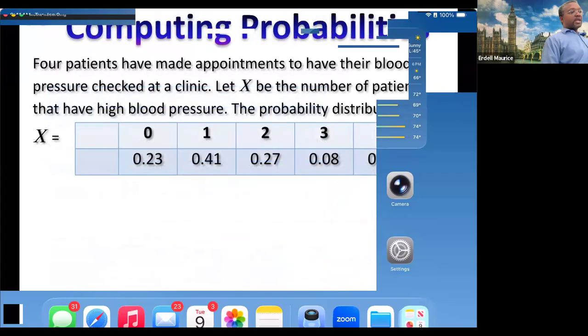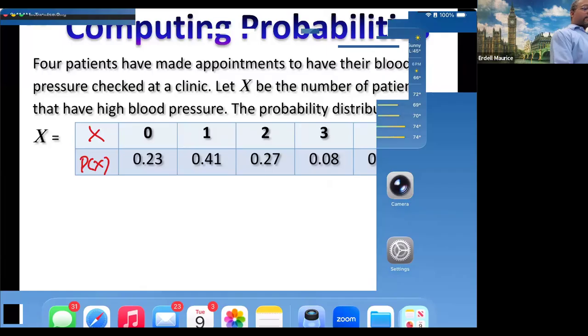All right, example. Let's use probability distributions. Four patients have made appointments to have their blood pressure checked at a clinic. Let X be the number of patients that have high blood pressure. The probability distribution of X is, so I should have X up here, and I should have the P of X down here.